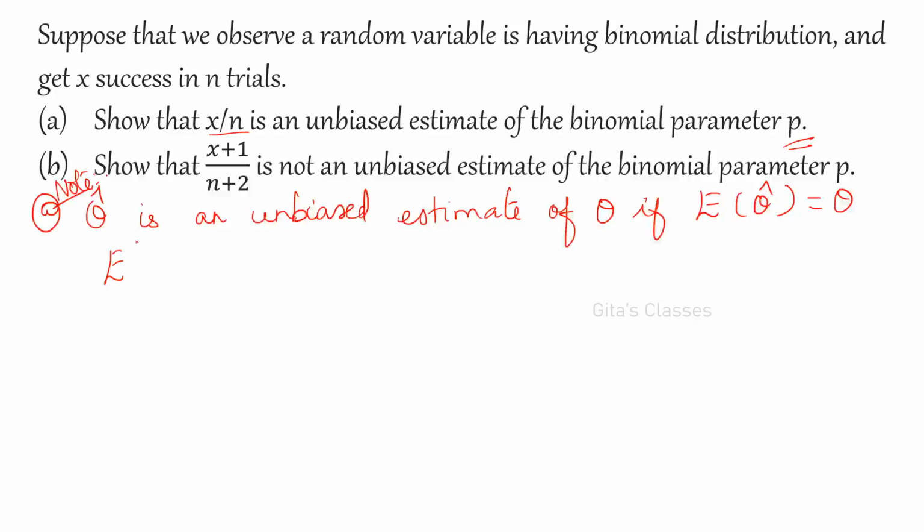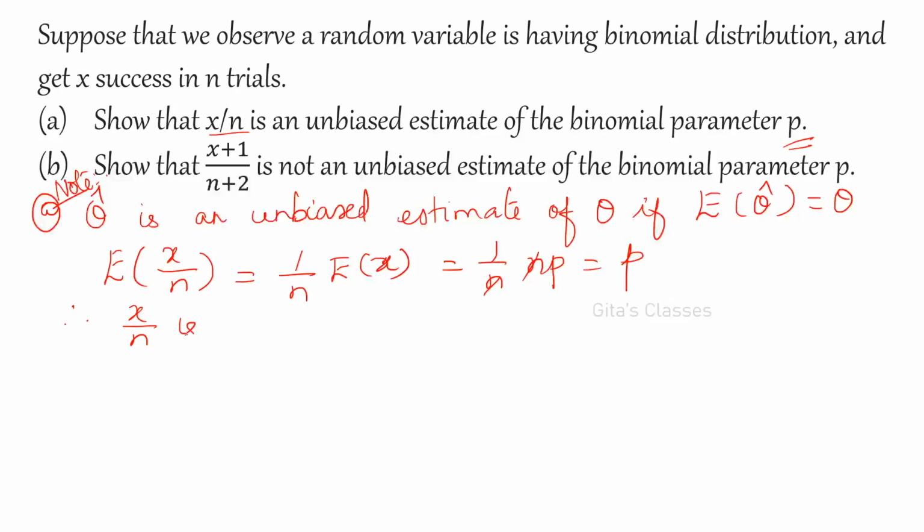Okay. So let us consider expected value of x by n. So 1 by n I can take outside because it is independent of this. So e of x. What is e of x? What is given? The random variable is having a binomial distribution. For binomial distribution, what is the expected value or mean? It is n into p. So n will get cancelled, p. So we started with expected value of x by n, and we have got p. Okay. We have proved that it is equal to p. Therefore, x by n is an unbiased estimate of p.